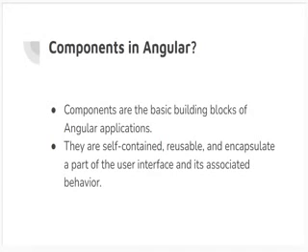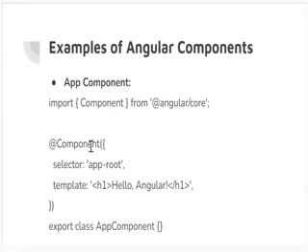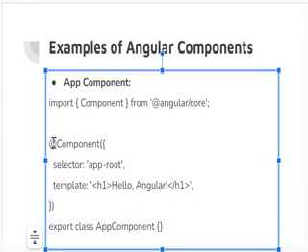For example, we have a root component which is called the app component, and when we want to define a component, we always use the Component decorator. We import this library from Angular core, and here is the name of the component and the template that is associated with this component. And you do it like this: export class AppComponent, to make it available to the other parts of the code so that it can be used.